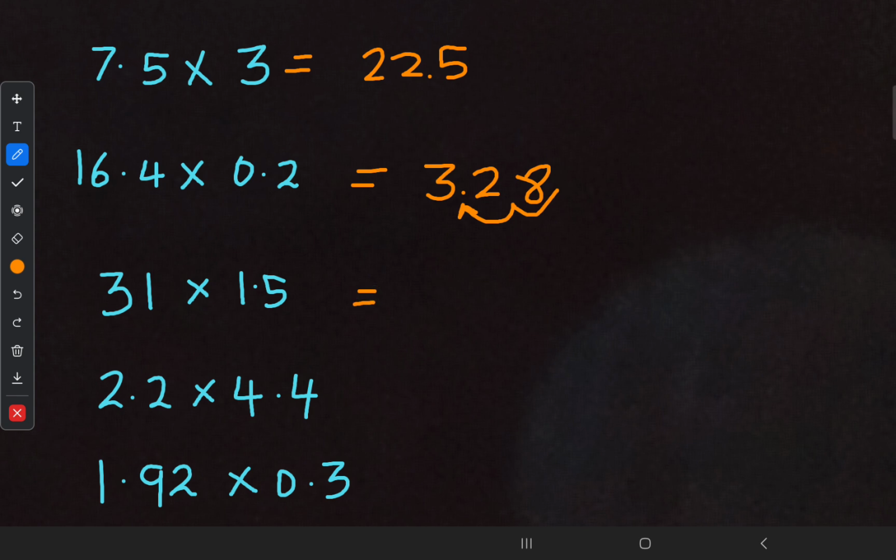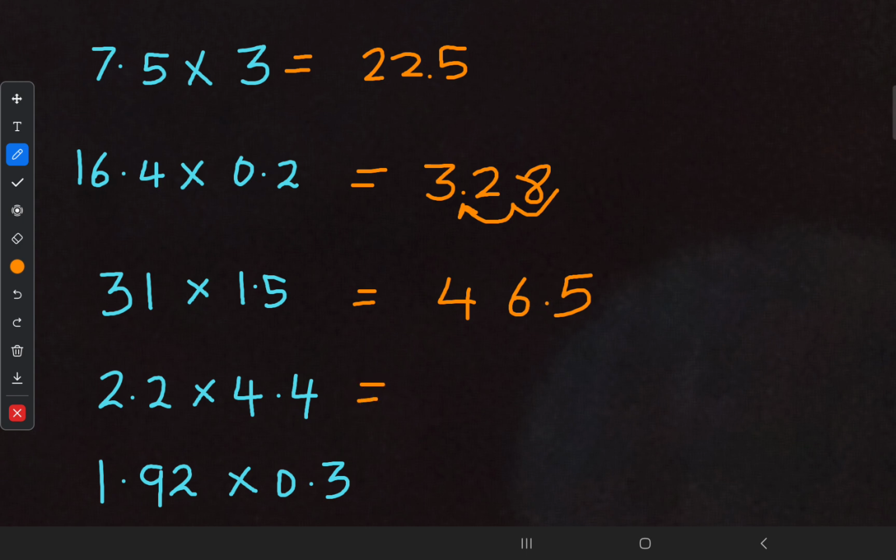31 times 15, so that will give you 465. Here there is only one digit after the decimal point, so let's place our decimal here.